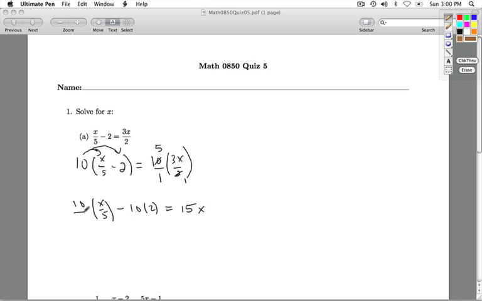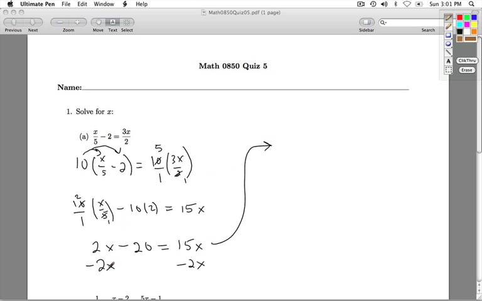Now on the left-hand side, I can do the same thing. 5 cancels out to 1 twice. So I have 2x minus 20 is 15x. Now I need to get all the x's on one side and everything else on the other. I can accomplish that a couple different ways. I'll go ahead and subtract 2x from both sides.